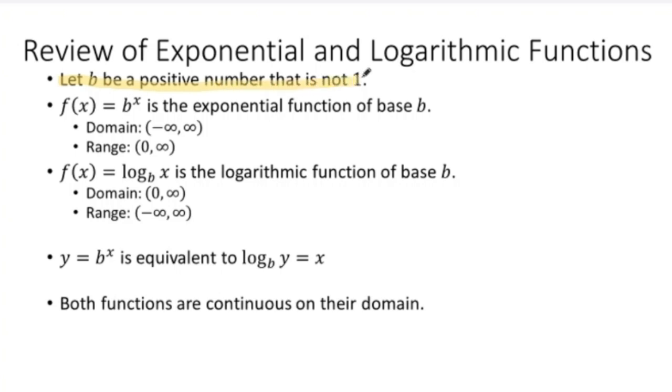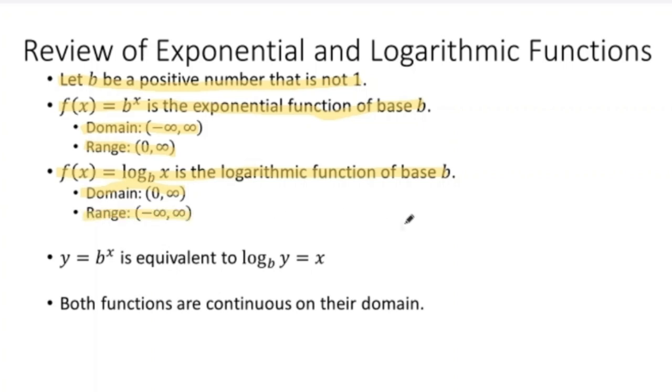We'll let b be a positive number that is not 1. f of x equals b to the x is the exponential function of base b. The domain of the exponential function is the set of all real numbers, while the range is the set of all positive numbers. f of x equals log base b of x is the logarithmic function of base b. The domain is 0 to infinity, and the range is the set of all real numbers.